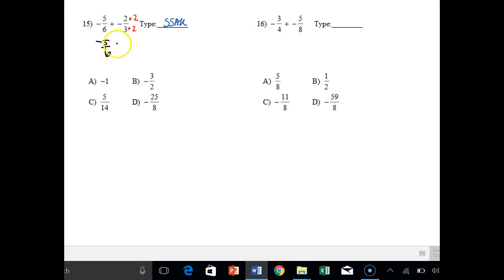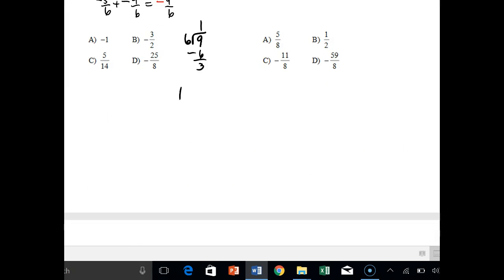Don't forget these pesky little negatives. Plus negative 4 over 6. And because this is same signs, add and keep the sign, I just get to add those up and keep the sign. So I have negative 5 plus 4, 9 over 6, right? Now, obviously, I got to simplify this because it's 9 over 6. It's an improper fraction. So I'll say 6 goes into 9 one time with 3 left over, right? So that's 1 and 3/6, which is really 1 and 1/2, right?